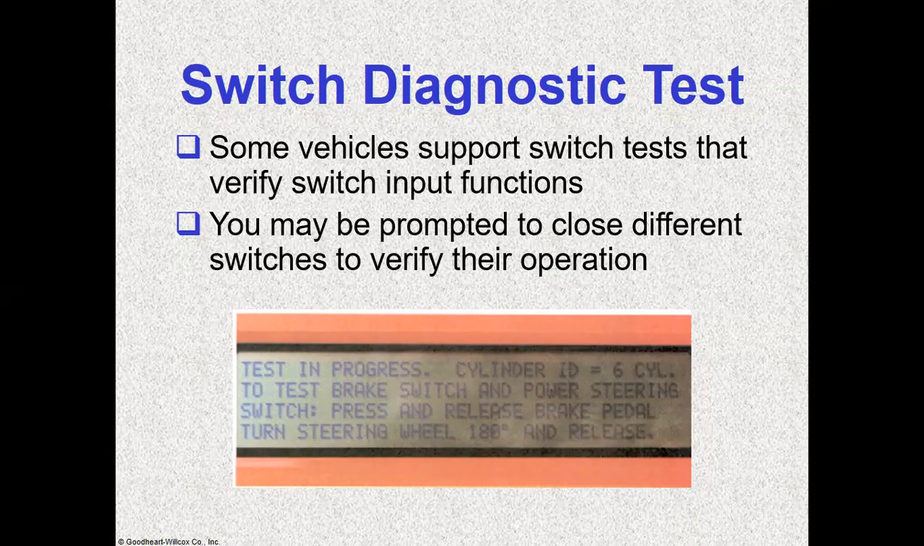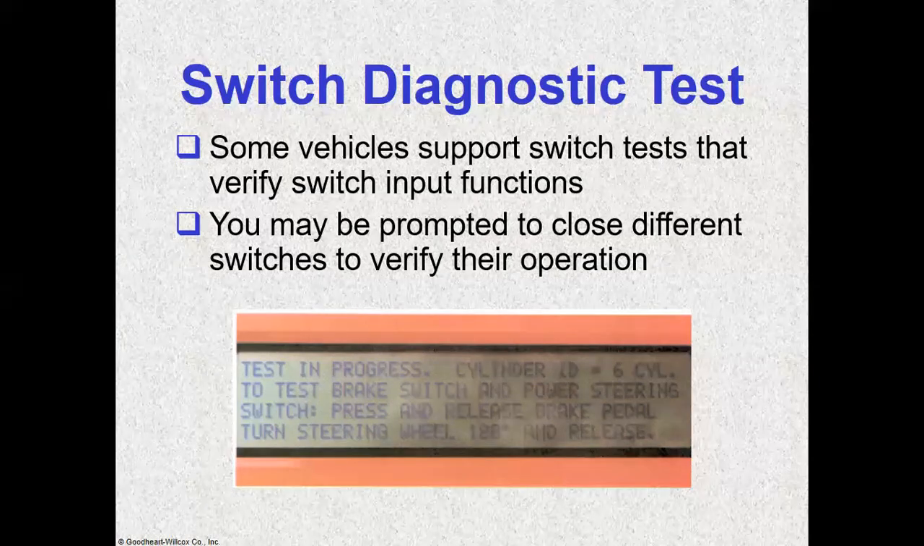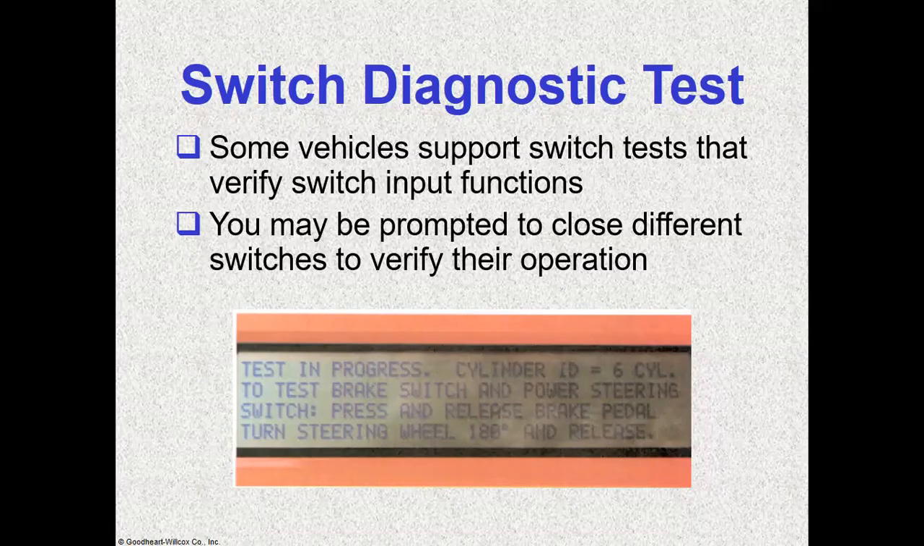So down here now we have testing progress, cylinder ID, 6-cylinder, to test brake switch and power steering switch. Press and release brake pedal. Return steering wheel 180 degrees and release, right? So the scan tool can actually tell you what to do based on your input. The tool will actually determine if the switch is actually working.